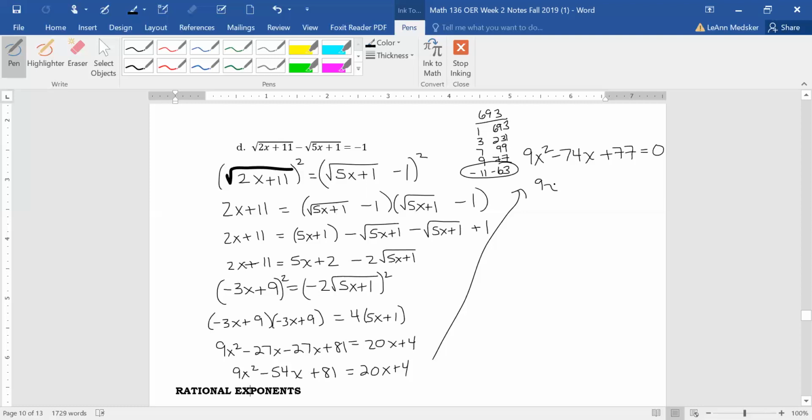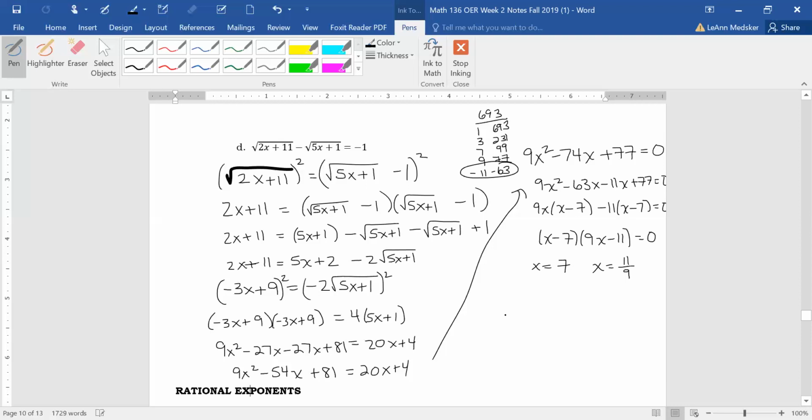So this becomes 9x squared minus 63x minus 11x plus 77 equals 0. Pull out a 9x out of the first pair, that would be x minus 7. Pull out a negative 11, that would also be x minus 7. So I have x minus 7 and 9x minus 11 as my two factors. If I solve those, that would be a positive 7. This one, we would solve it by adding 11 and then dividing by 9.